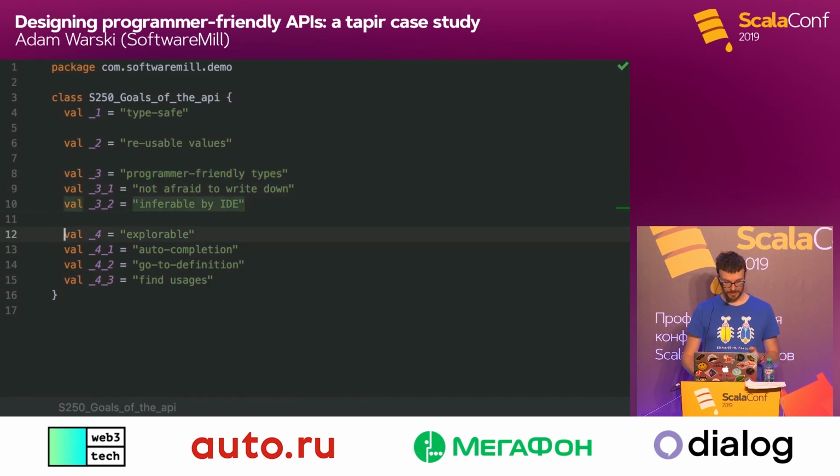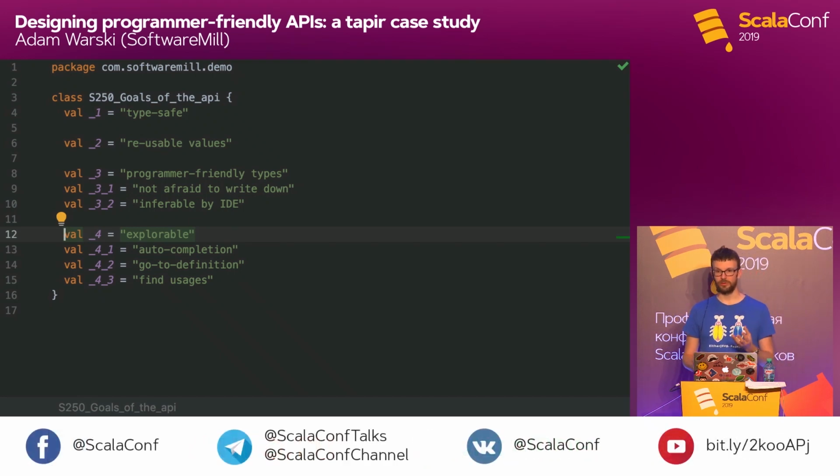And another thing is an API should be explorable. So the standard way of getting to know a new library, right? When you start working with a library, you probably type in some name of a starting class or a starting object, and you look at what control space gives you, right?